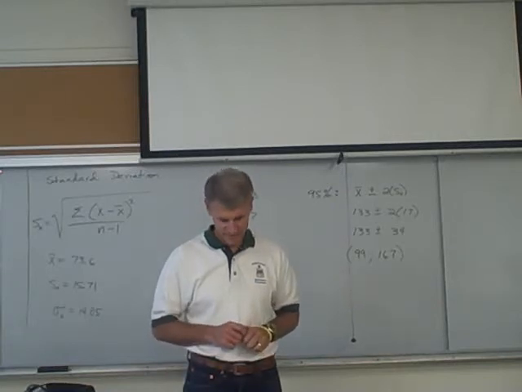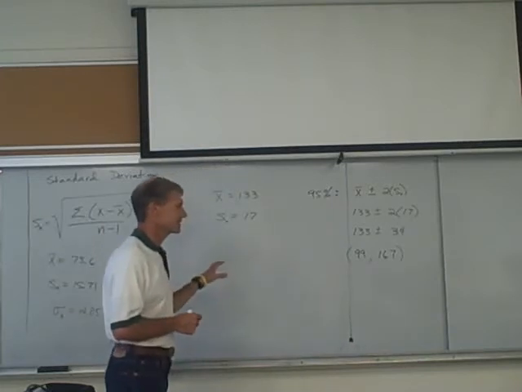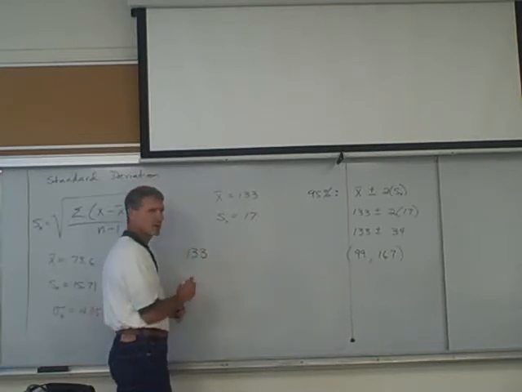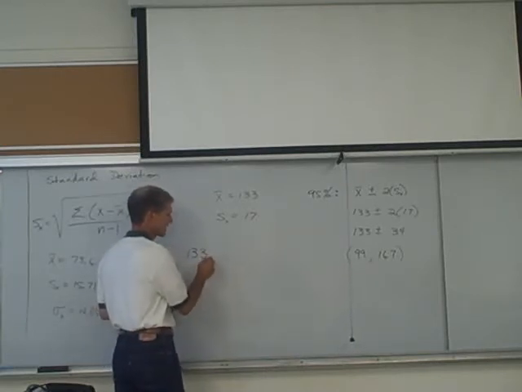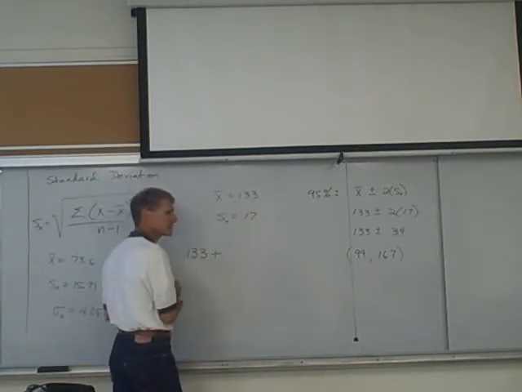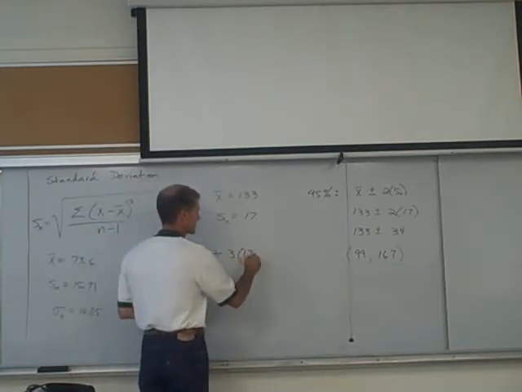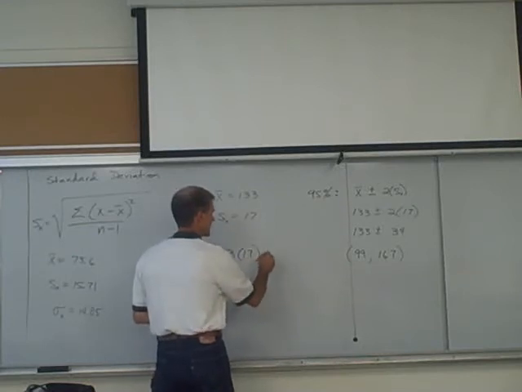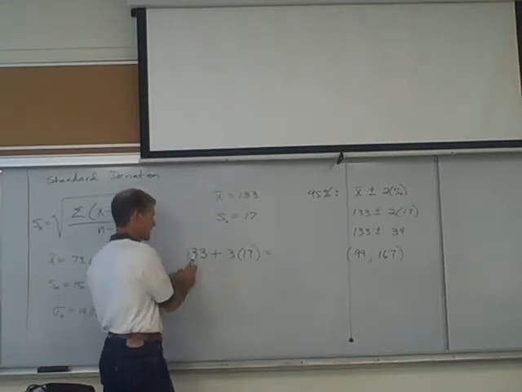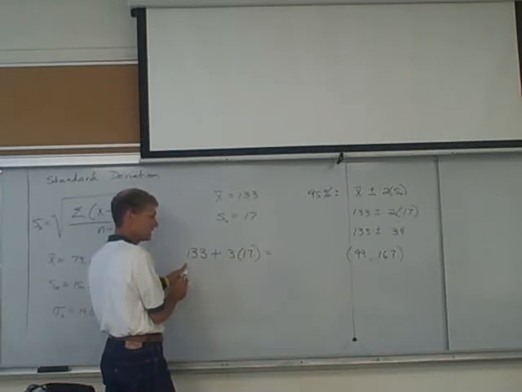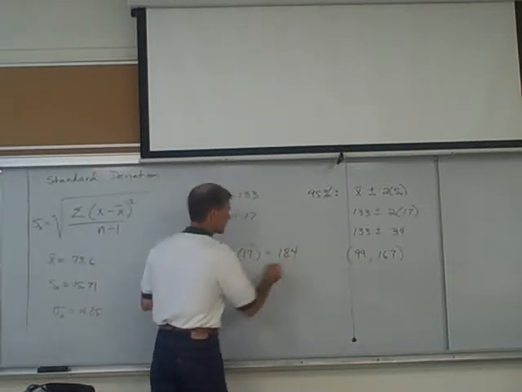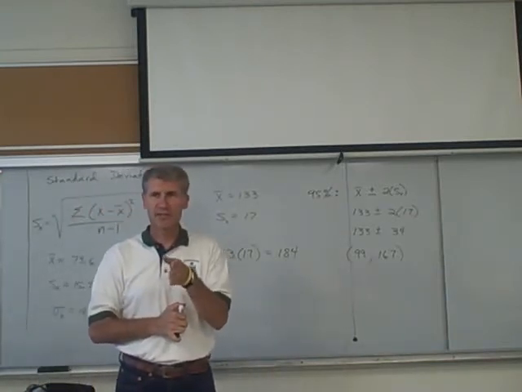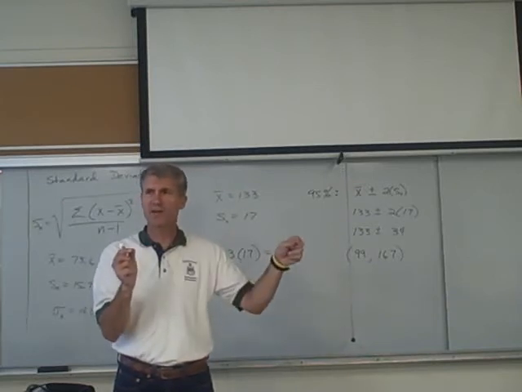Part B on this problem says, identify the weight of an athlete who is 3 standard deviations above the mean. Well, the mean is 133. So what do I do? Actually, they only said above, so I don't have to do the minus. So just plus 3 times 17. 3 times 17 is 51. So then add that to 133 and you get 184. So a female athlete that weighs 184 pounds would be 3 standard deviations above the mean.